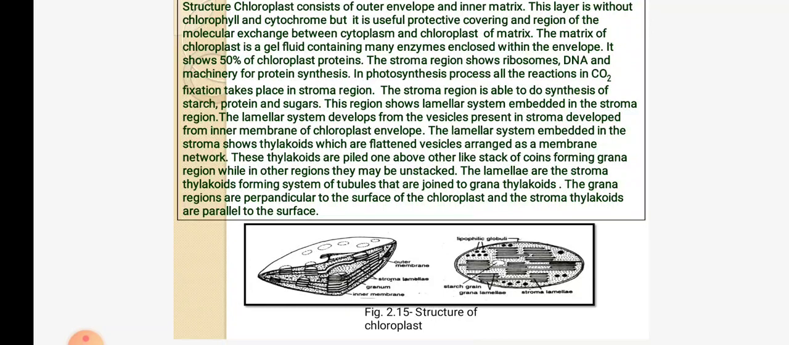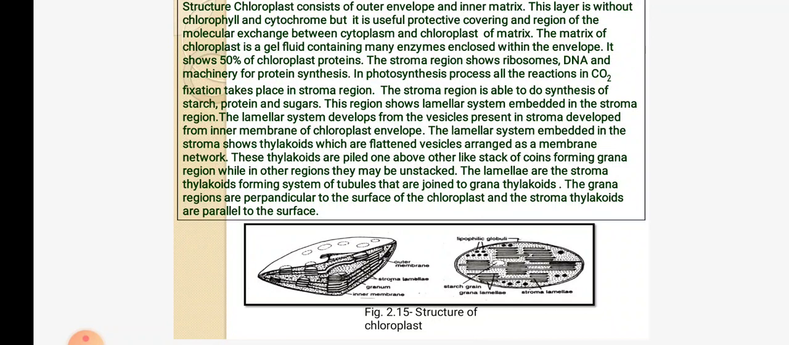The matrix of chloroplast is a gel fluid containing 50% of chloroplast protein. The stroma region shows ribosomes, DNA and machinery for protein synthesis. In the photosynthesis process, all the reactions of CO2 fixation take place in the stroma region. The stroma region is able to do synthesis of starch, protein and sugars.